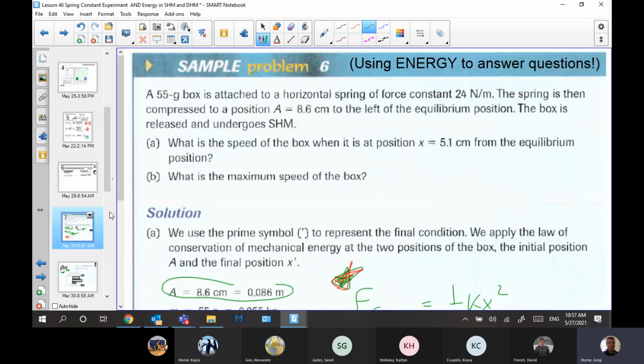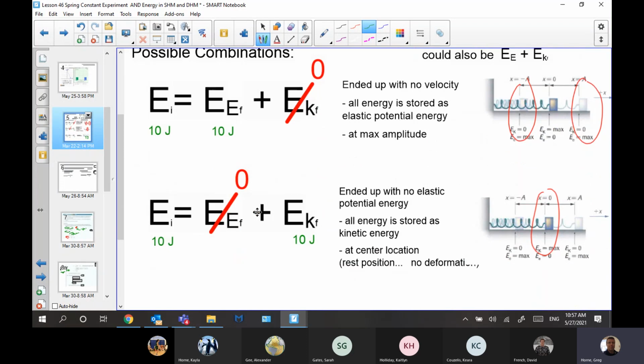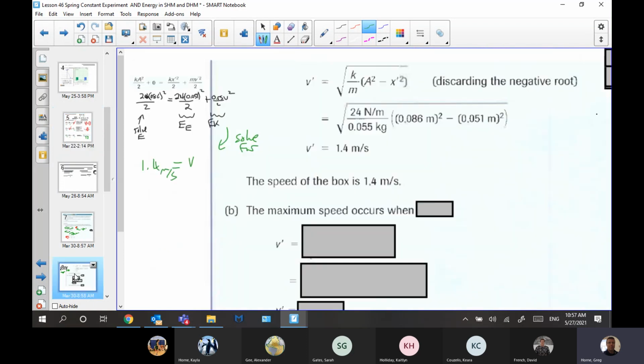The other question they ask in part B is what's the maximum speed? Well, of course, we know from what we've analyzed, maximum speed is going to be when we have no elastic potential, right? So it's going to be in the middle when you have no elastic potential at all. So really, we're just equating this value here. It's kind of nice to have this value as a number, because then you can set that equal to EK and solve for v. So what did they do here, though? Their version of it.